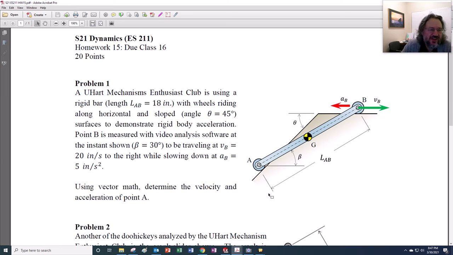For homework 15, we're going to do acceleration analysis. Here is problem 1, and we have this bar that is moving with a velocity B to the right, but it's decelerating with acceleration B right here. It's on a slope that's 45 degrees, but the bar itself is 30 degrees. So we want to use vector math and determine the velocity and acceleration of point A.